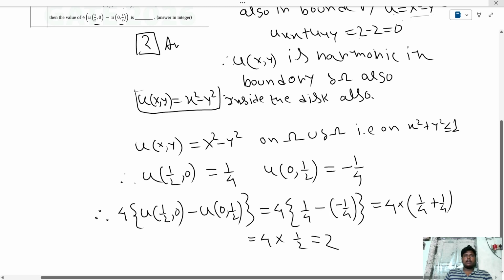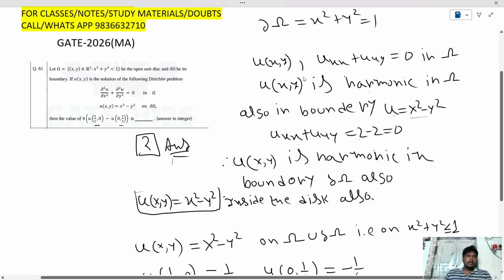This is the answer. So this is the problem. This problem has answer 2. This is the Dirichlet problem.